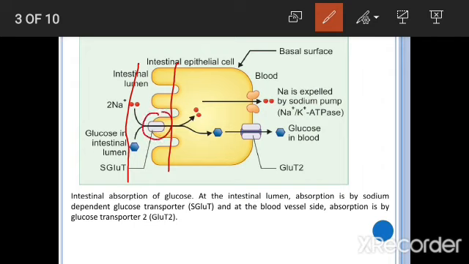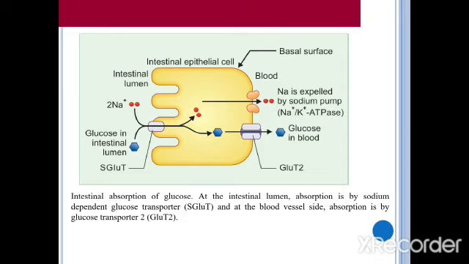This sodium dependent glucose transporter has 2 binding sites, one for the sodium and the other one for the glucose. Binding of sodium to this carrier protein will bring a conformational change. This conformational change enables the binding of glucose. Then the sodium diffuses into the cell, dragging glucose along with it, and energy is indirectly provided by ATP.